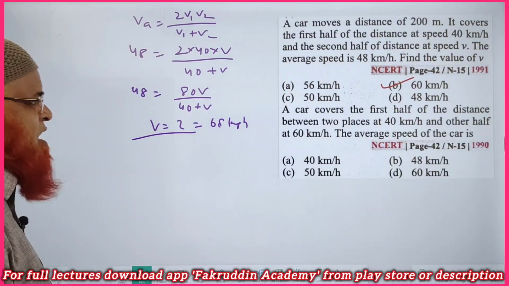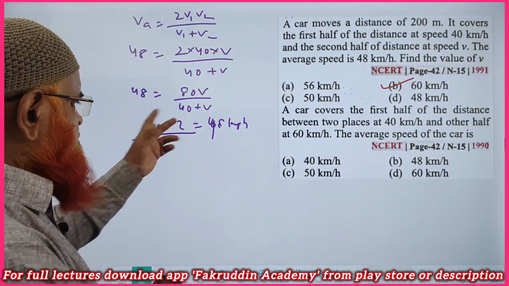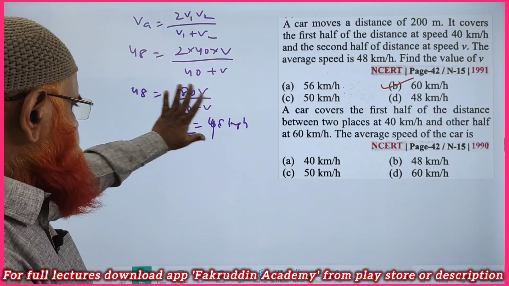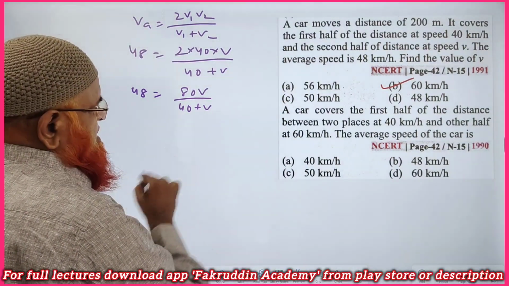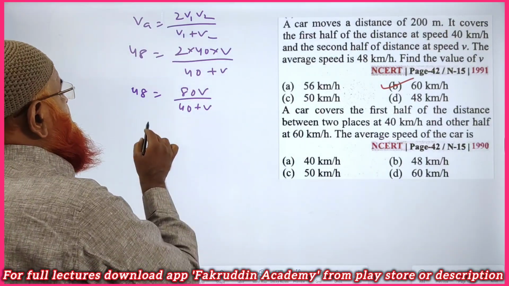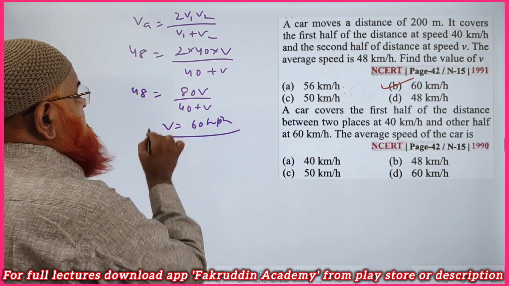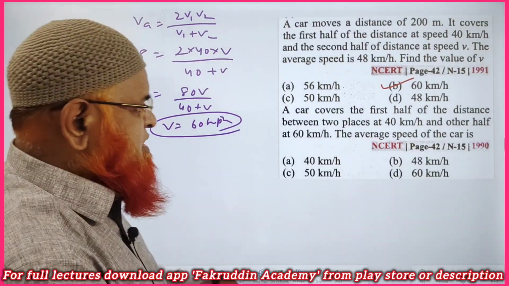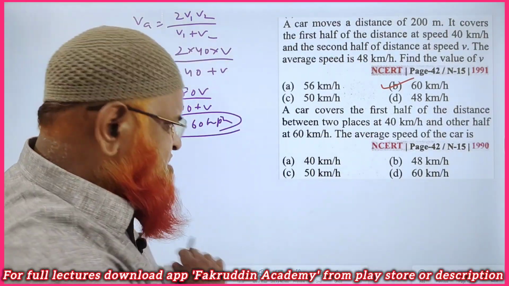If you want, you can just check it out. Sorry, you will be getting 48 kilometers per hour. So if you just cross multiply, what is the v value you will be getting? It is 60 here. If you want, you can just check it out. So v you are getting as 60 kilometers per hour. That's it.